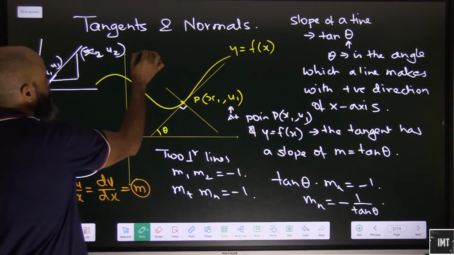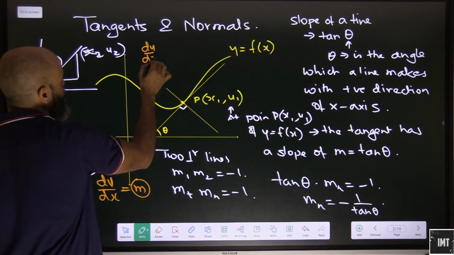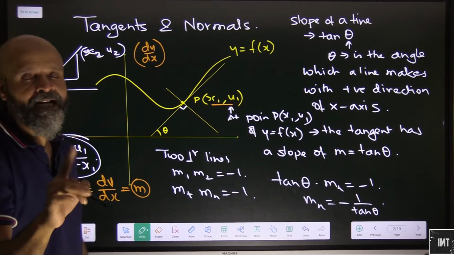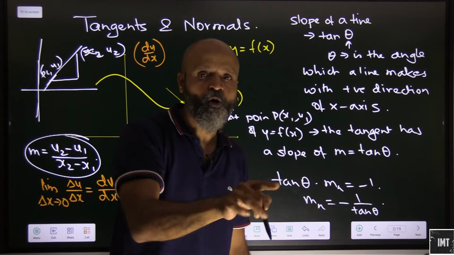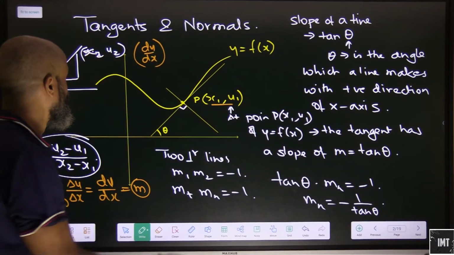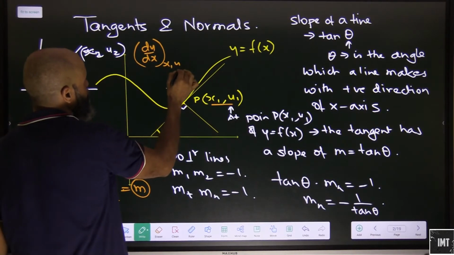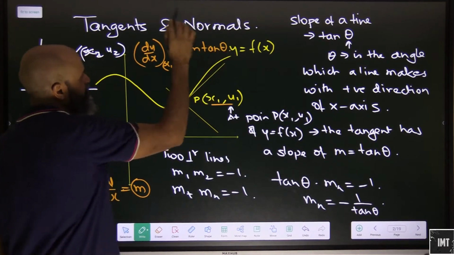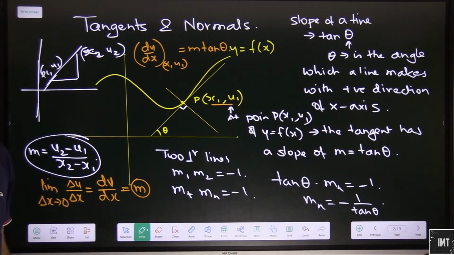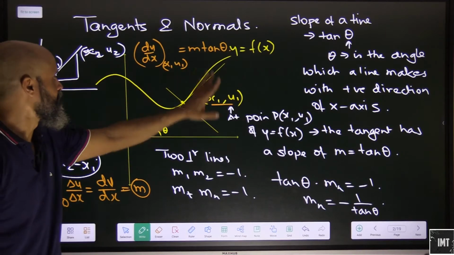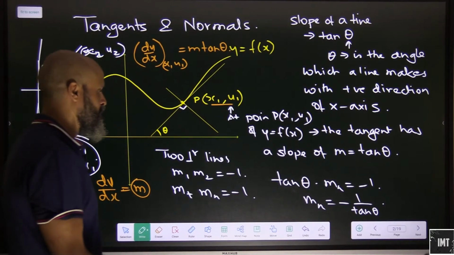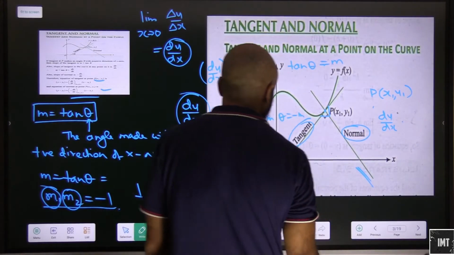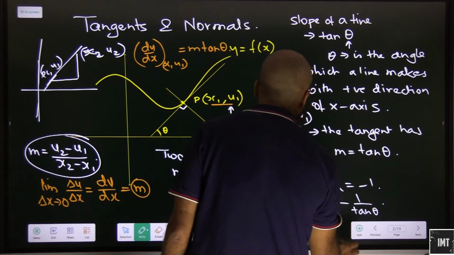So for a tangent, dy by dx, we have to be specific about a point, because the tangent will have different slopes at different points of the curve. Okay, so dy by dx at x1 y1 is equal to m, which is tan theta. Clear?